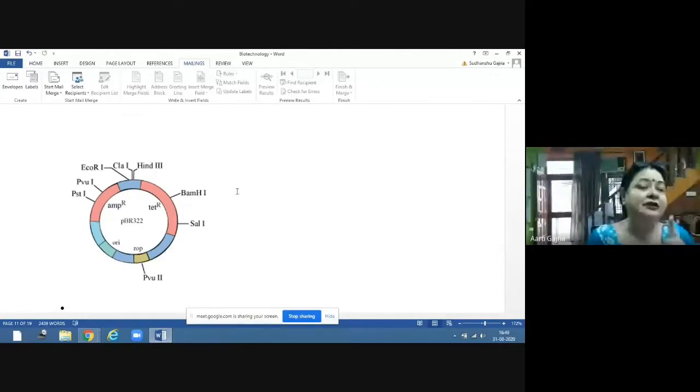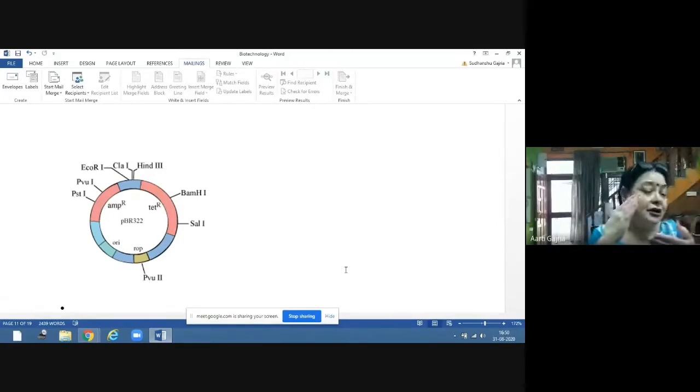So this one can be any one of these. One recognition site should be there for the vector, because we want to only cut the vector. We don't want to cut the vector at various places. We want to cut the vector at one place only, where we can put the gene of interest.